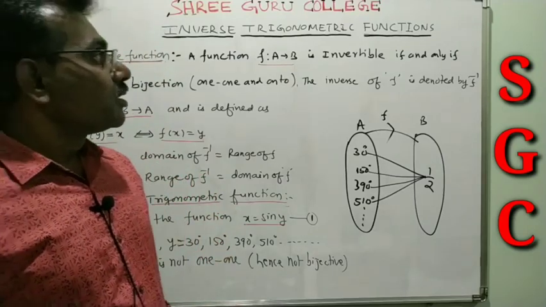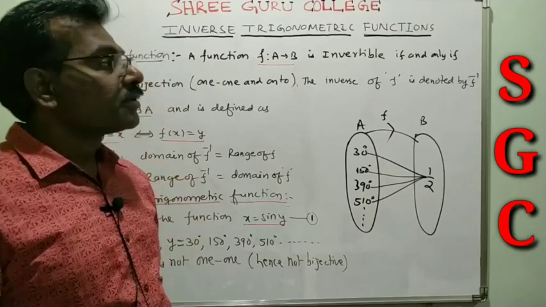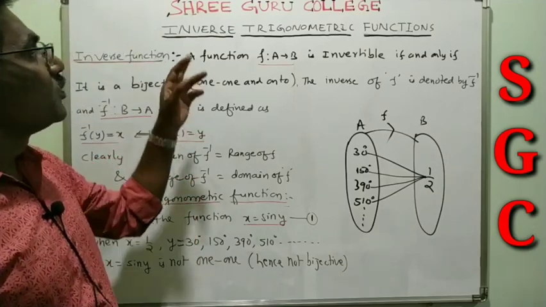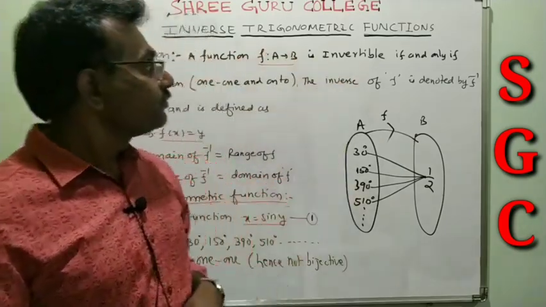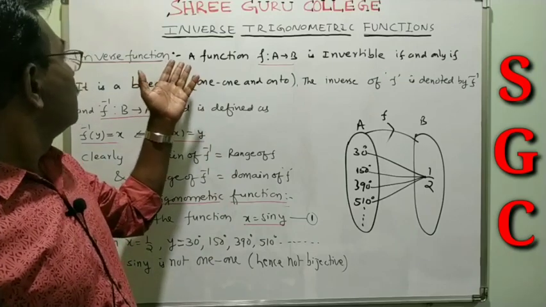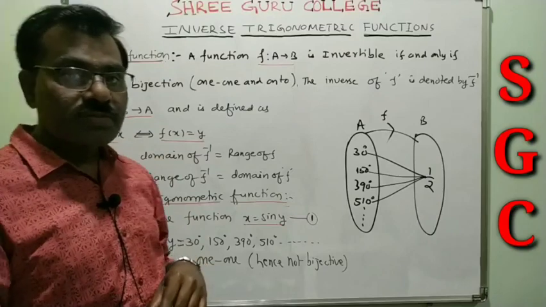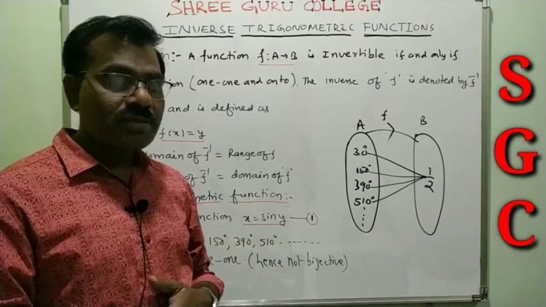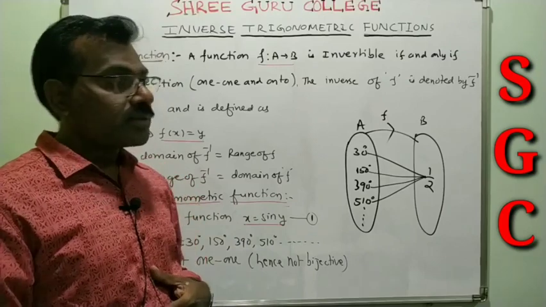So last period you discussed relations and functions. Now one more new chapter, inverse trigonometric functions. Inverse trigonometric functions means there are 6 inverse trigonometric functions.